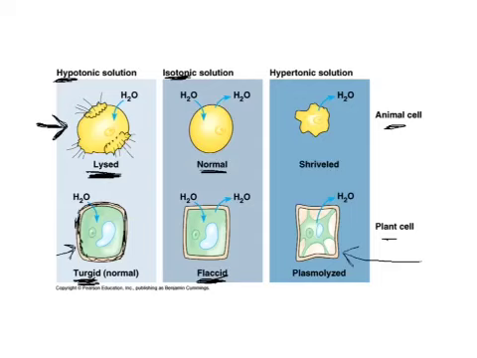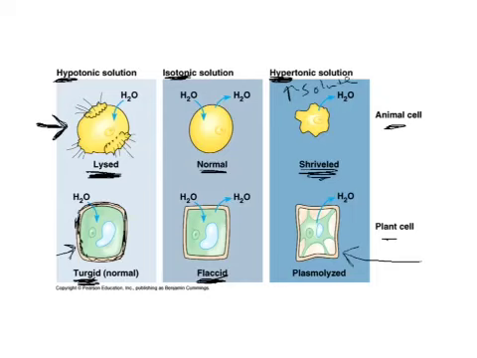In a hypertonic solution with an animal cell, the animal cell shrivels up, if you make it enough of a hypertonic solution. In other words, make it high enough concentration of solutes on the outside, and you're going to get the cell to shrivel up and finally die.